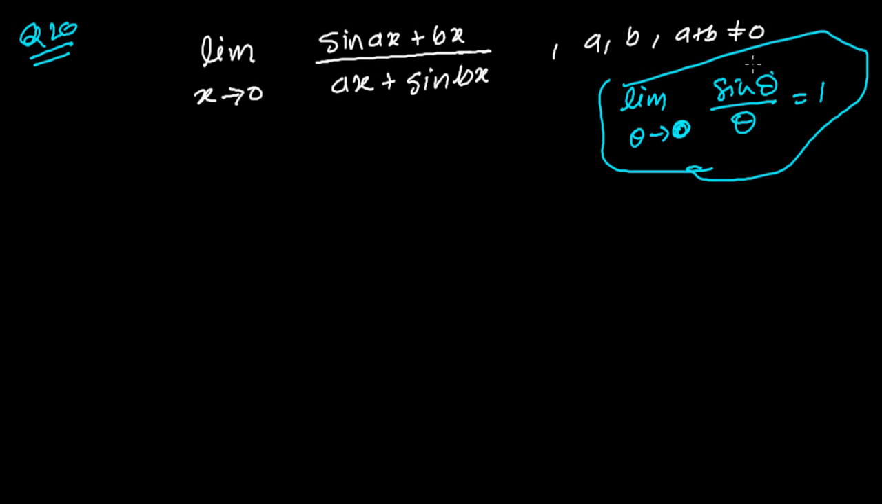We have the angle ax here, so in the denominator we need to get ax at any cost. Similarly, here we have bx, so in the denominator we need to get bx at any cost. So we have to add something in such a way that we get those things.